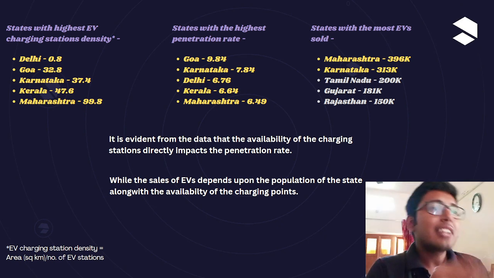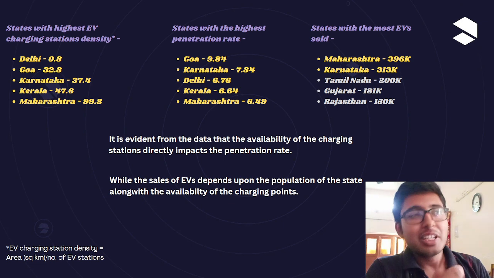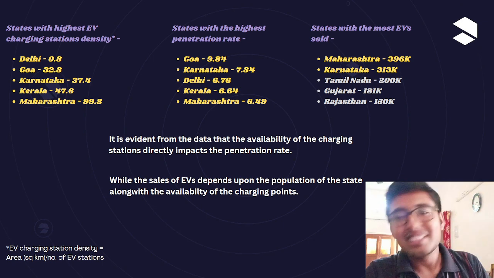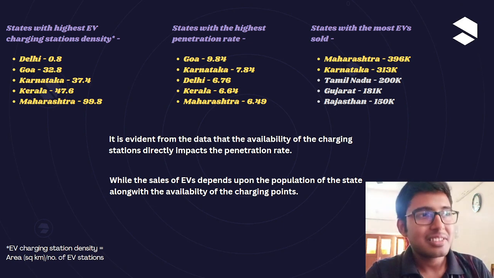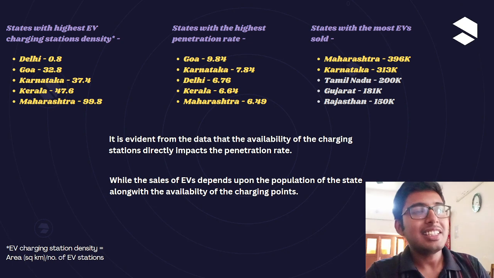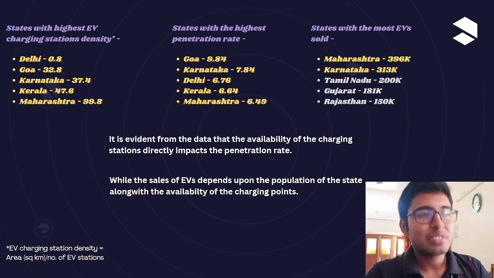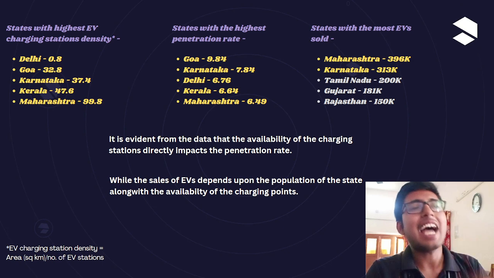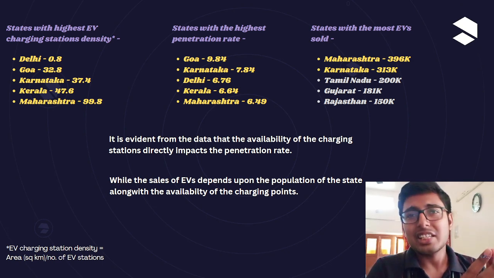Now, if we have a look at the states with highest penetration rate, all these states which are present in the top 5 in highest EV charging station density find their names in that list. Like Goa, Karnataka, Delhi, Kerala, Maharashtra, all these states have high EV charging station density. Sorry, these states have a low EV charging station density. That means they have a high number of EV charging stations in their area.